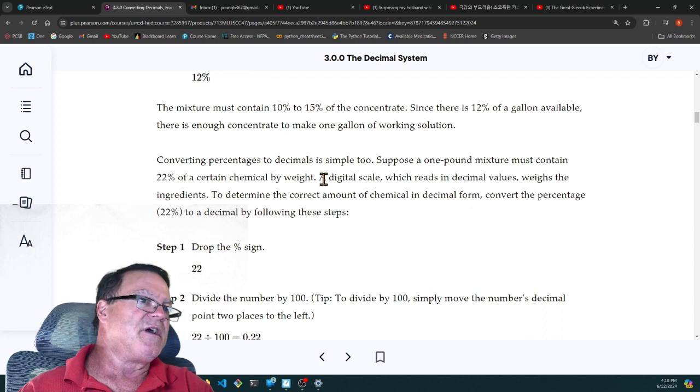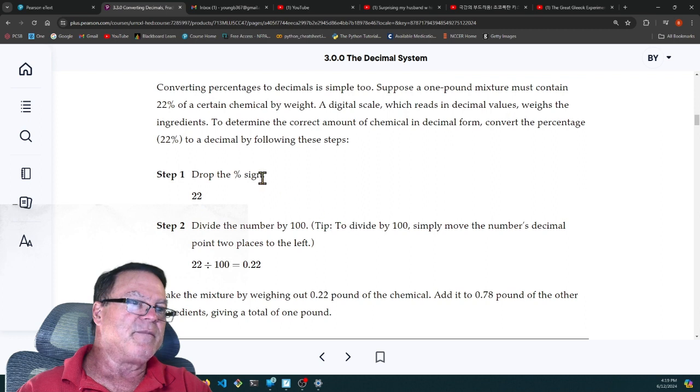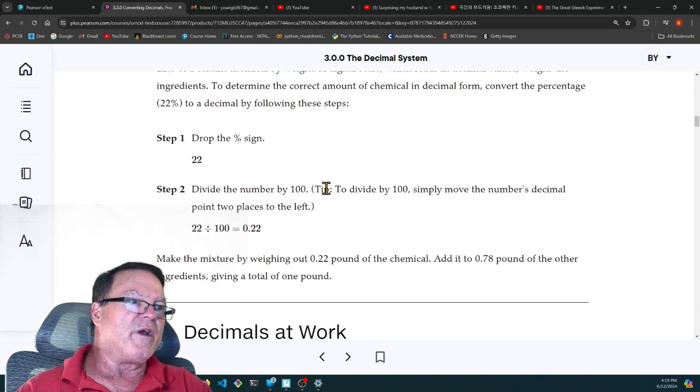Converting percentages to decimals is simple too. Suppose a 1 pound mixture must contain 22% of a certain chemical by weight. A digital scale which reads in decimal values weighs the ingredients. To determine the correct amount of the chemical, convert the percentage, 22%, to a decimal by following these steps. Drop the percent sign and move the decimal point 2 places to the left.